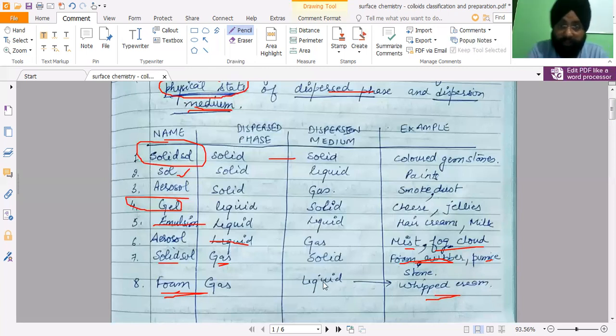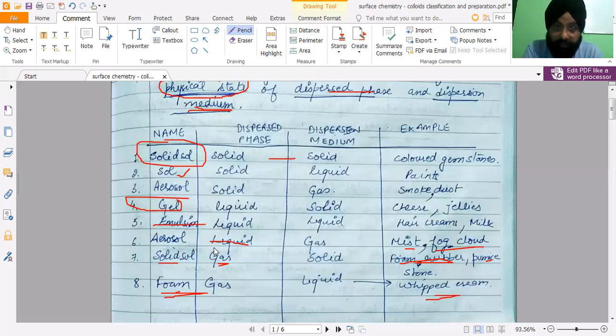Now, the important part is how the question will be asked from this part. Generally, they put questions like this: what are emulsions? Give 2 examples, right? The emulsions are the colloidal solutions in which both dispersed phase and dispersion medium are liquid. What are aerosols? Aerosols are the colloidal systems in which the dispersion medium is gas and the dispersed phase may be solid or liquid. You can give examples for both, right? So this is the classification of colloidal solutions on the basis of the physical state of dispersion medium and dispersed phase particles.